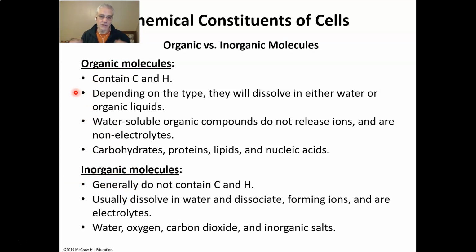Now, not surprisingly, you are composed mostly of organic molecules. That's good. You would consider yourself organic. I'm natural. Yeah. Well, organic molecules, by definition of chemistry, contain a lot of carbon and a lot of hydrogen. So if a molecule has carbon in it and it has hydrogen in it, it is most likely to be an organic molecule. These chemicals will dissolve in water or organic liquids. Water-soluble organic compounds do not release ions and are not electrolytes. So anything that contains carbon and hydrogen typically will not release an electrolyte. Now, you already know you need electrolytes to live. You need sodium ions. You need potassium ions. You need chloride ions. But they're not organic. You still need them. But they're not organic because they don't contain carbon and they don't contain hydrogen.